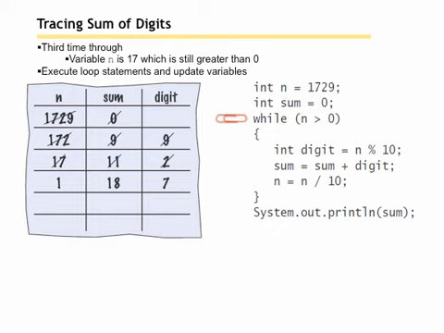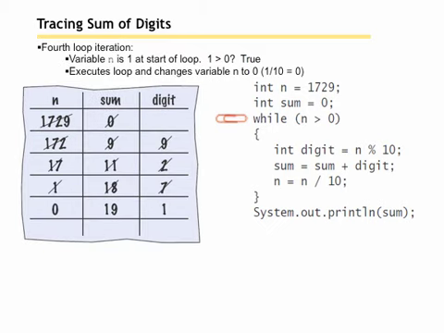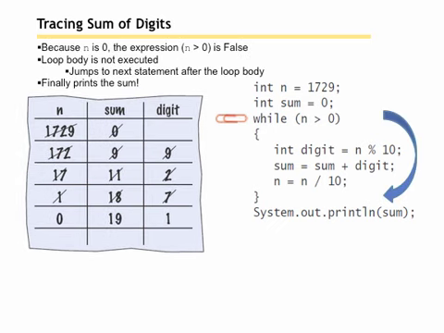Then n, which is 1, is still greater than 0. So we enter the loop and we say int digit equals n modulus 10. It'll be 1. 1 modulus 10 is 1. And then we say sum equals sum plus digit. So 18 plus 1 is 19. And then n equals n divided by 10. 1 divided by 10 is 0. So our loop will be over. And we will output sum, which will be 17. Excuse me, 19. We will output sum, which will be 19.